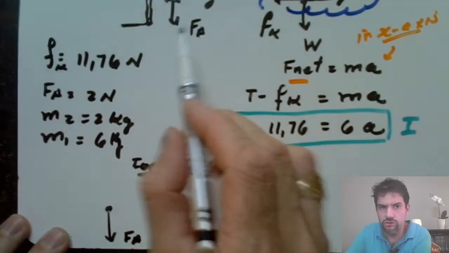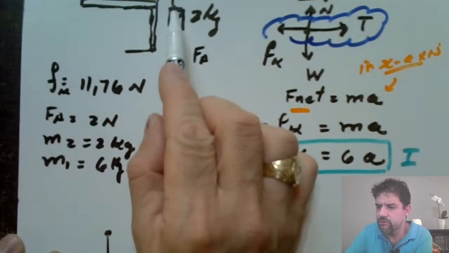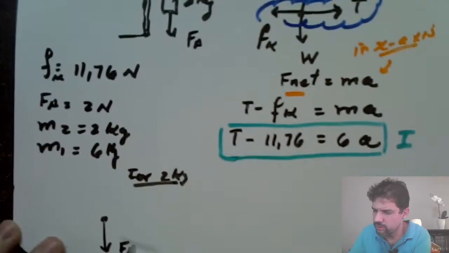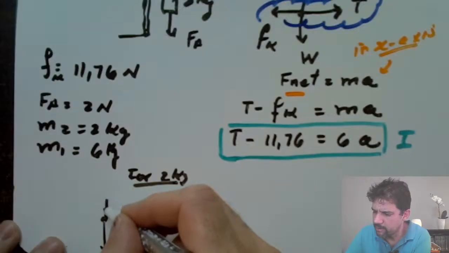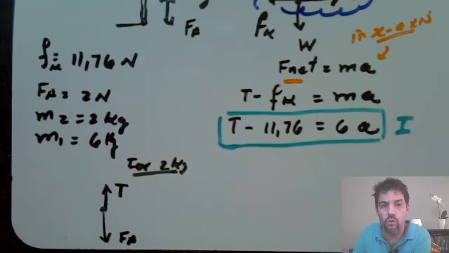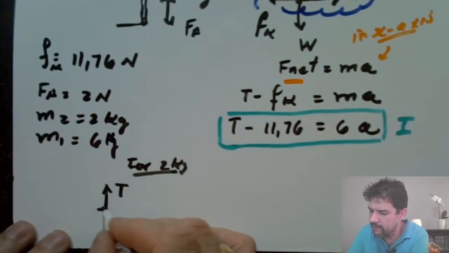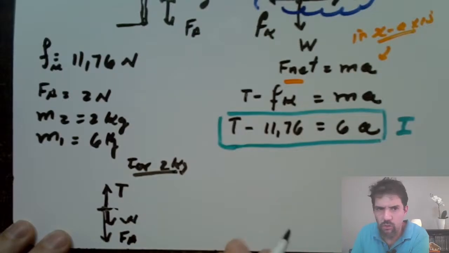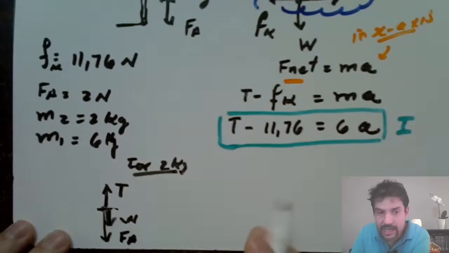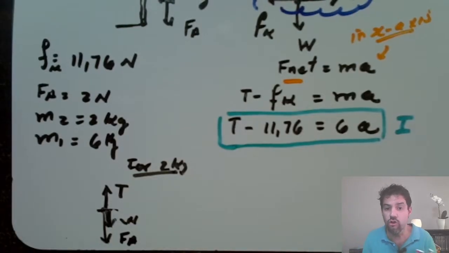No. There's also tension. If you come here, tension is acting up. All right, that is the rope. Here is tension. And then there is also weight. So weight is also acting there, pointing down. I'm going to draw it here, and I'm going to write weight. There are 3 forces acting on this object in the y-axis. There are no forces acting in the x-axis.